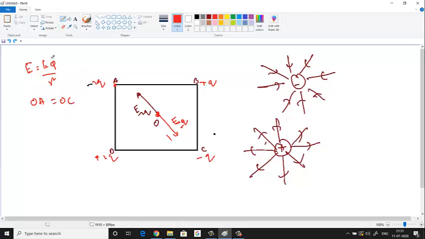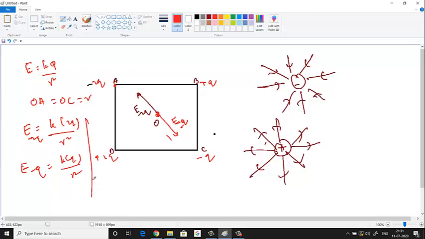What about charge? For minus 2q, E is equal to k into 2q divided by r square, letting the distance be r. What about minus q? E is equal to k into q divided by r square. Which one is greater? Obviously this one, since it is 2q. r square is the same, k is the same, 2q is greater and q is small. That's why E due to minus 2q is greater.